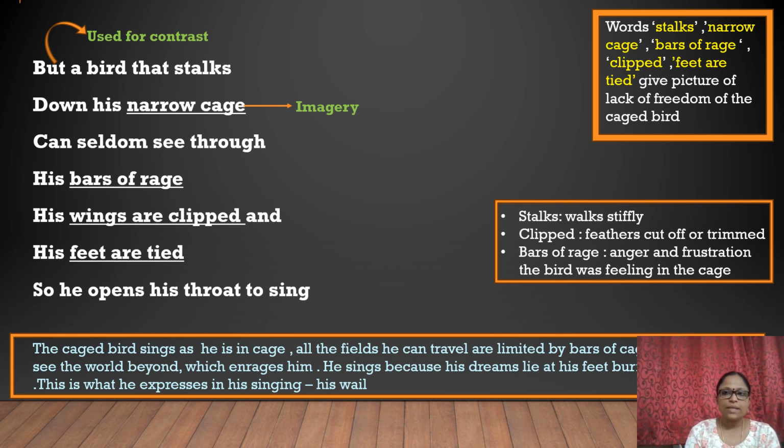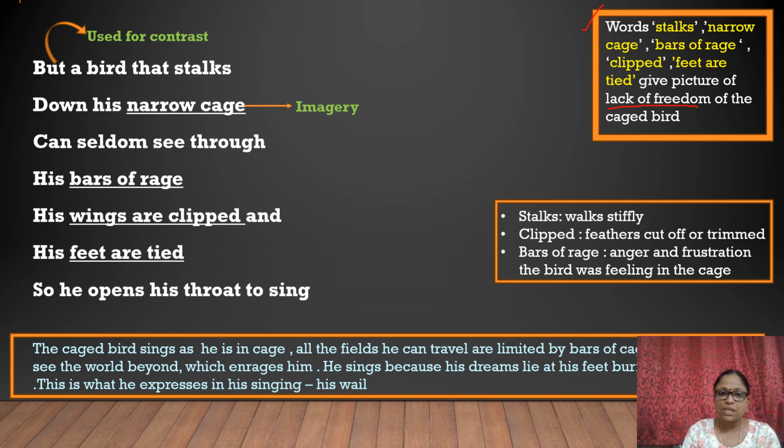Let's look at the words here. The words stalks, narrow cage, bars of rage, clipped, feet are tied. All these words give a picture of lack of freedom. The quality highlighted here is lack of freedom. In the first stanza we have seen a few words that list out the qualities of freedom. Here, the lack of freedom of the caged bird is highlighted through these words.